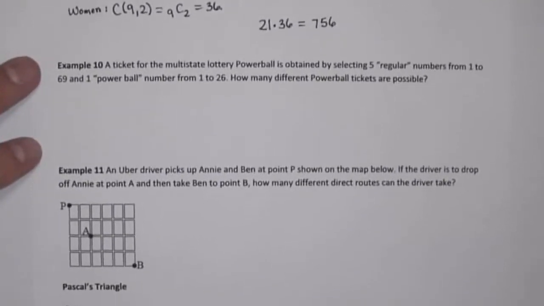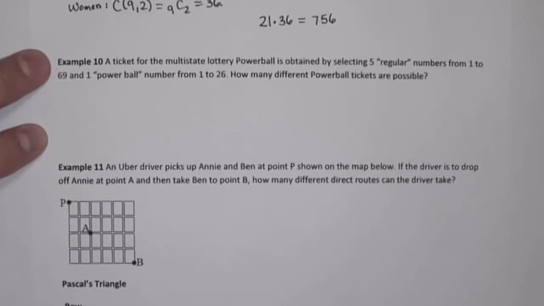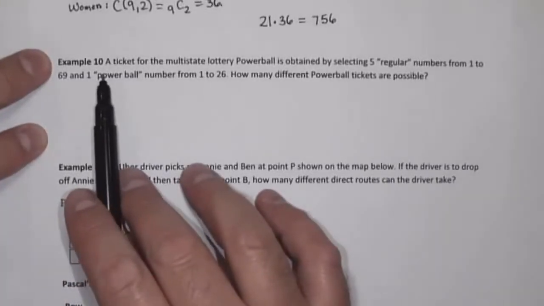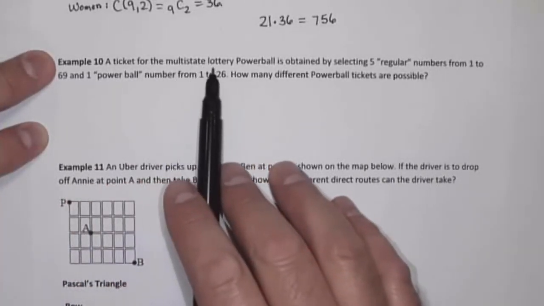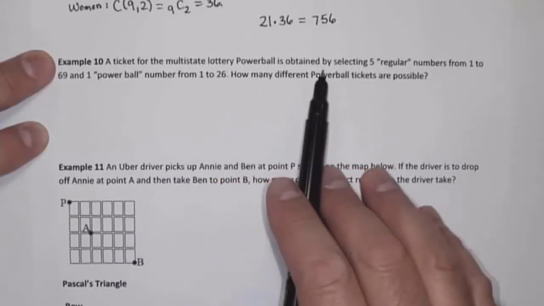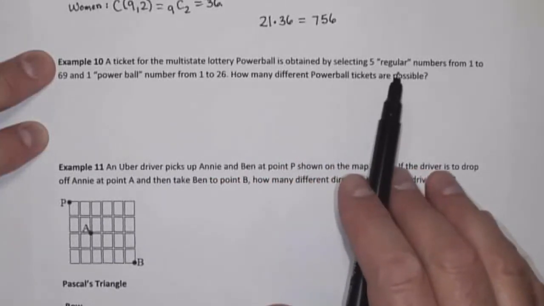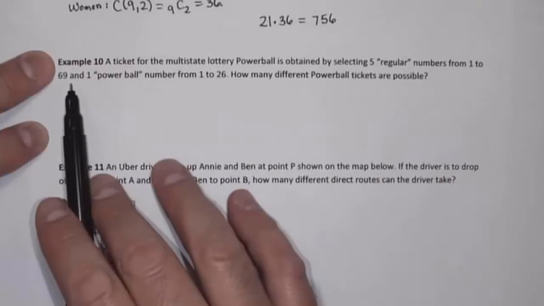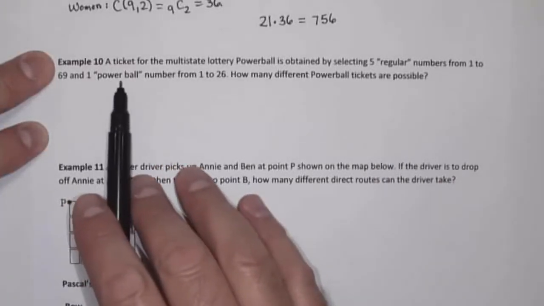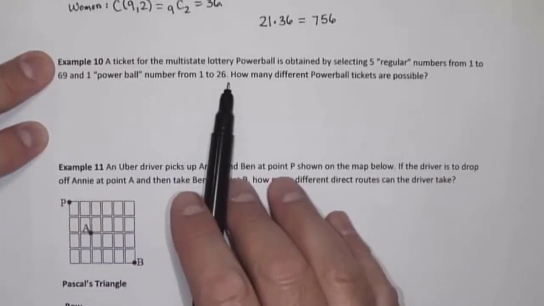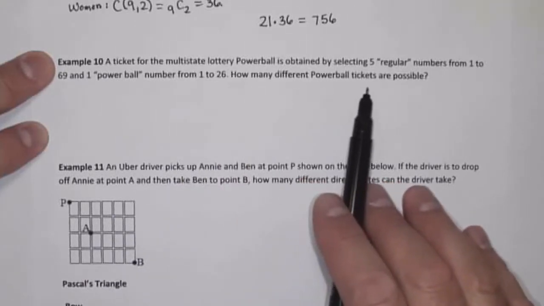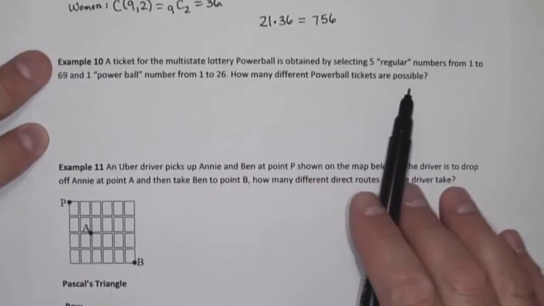Let's take a look at example 10. Very similar kind of problem. A ticket for the multi-state lottery Powerball is obtained by selecting 5 regular numbers from 1 through 69 and 1 Powerball number from 1 through 26. How many different Powerball tickets are possible?